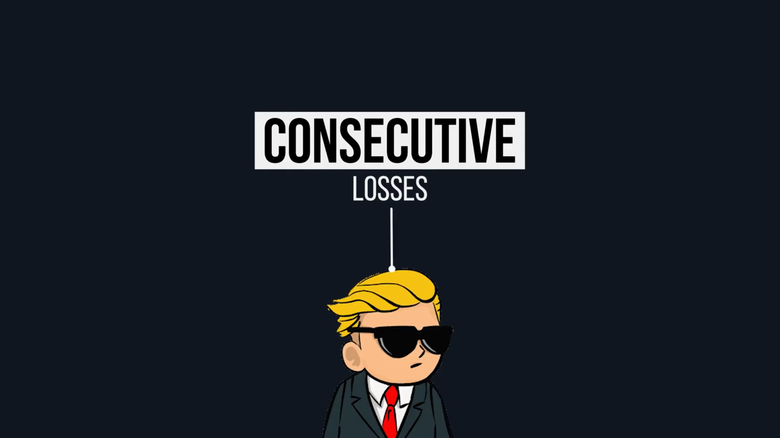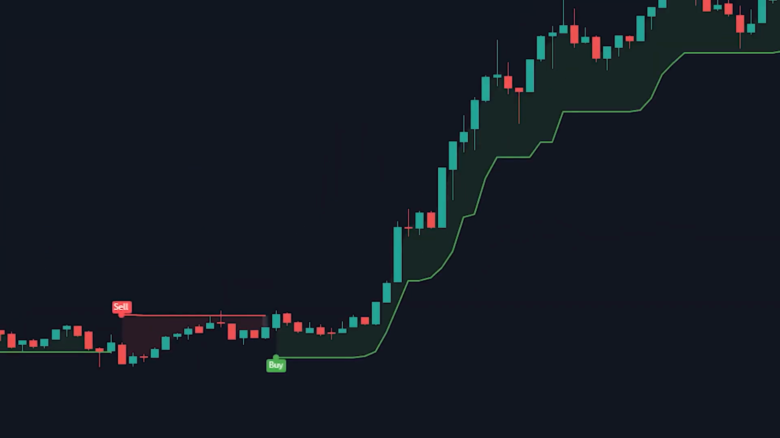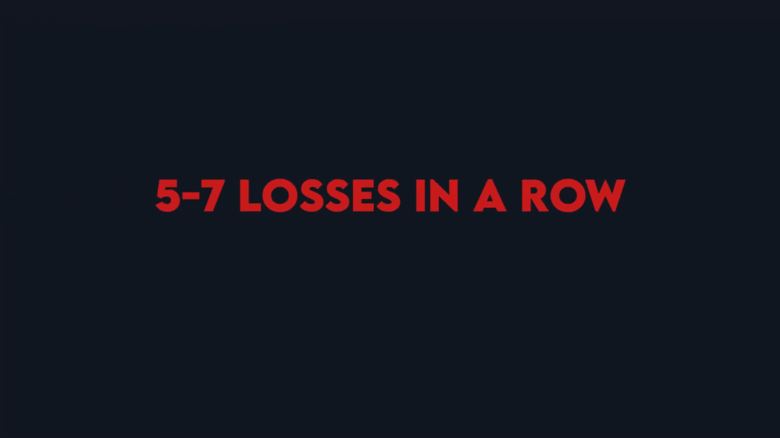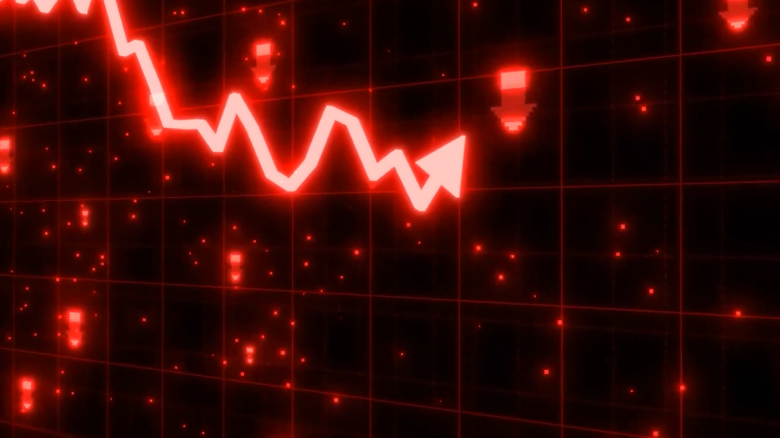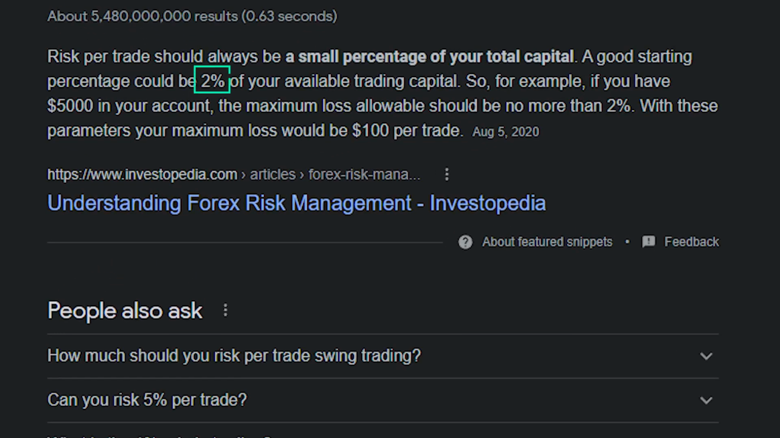The reason trading with high risk is a problem is because of consecutive losses. I don't care how good your trading strategy is, every strategy is going to have consecutive losses. If you have 5 to 7 losses in a row and you're risking 20% per trade, your portfolio is going to go down the gutter quick. This is exactly why it's recommended that you risk 1 to 2% per trade. Let me show you why.